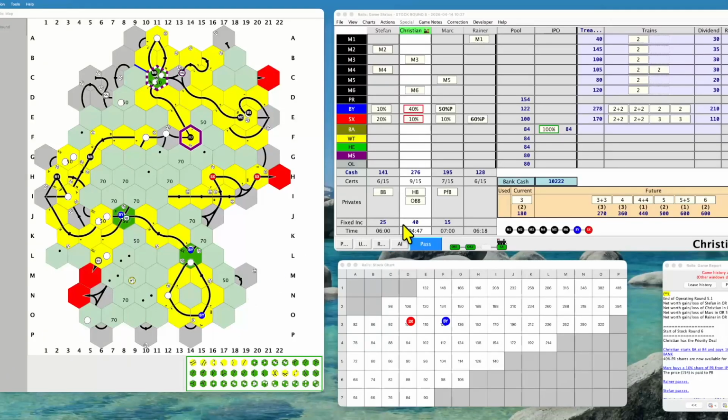The share dealing round determines financial control and market valuation. Play proceeds clockwise around the table, starting with the player holding the priority deal marker. The priority deal marker is the little train symbol, which at the moment is next to Christian, and that's why Christian is starting that round.